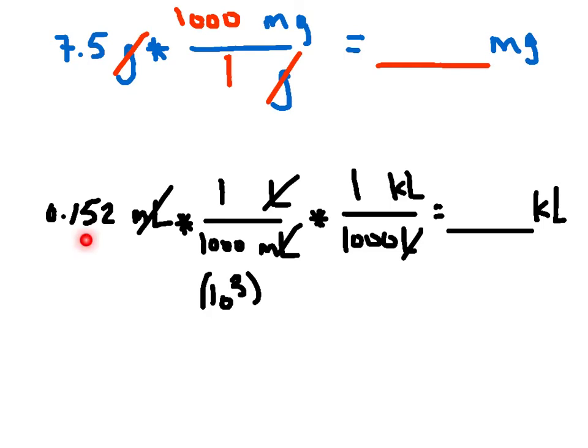To solve this problem now, here's what we do. We take 0.152 divided by 1,000, divided by 1,000, and our answer goes here. The only units that we haven't canceled are kiloliters, and that's because we're trying to find kiloliters. Our final answer should have 3 significant figures. And if we enter that in the calculator correctly, we should come up with the correct answer.